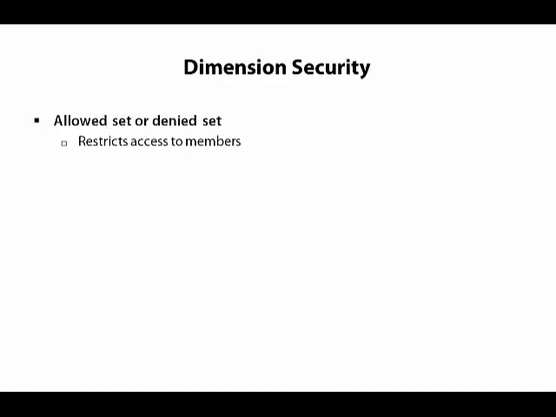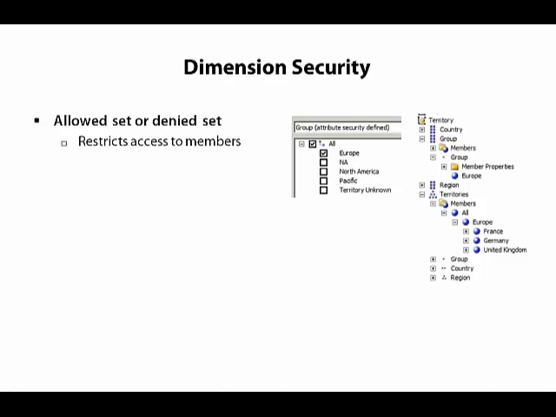In general, dimension security restricts access to members of a specific attribute hierarchy. Here's an example of the group attribute hierarchy in the territory dimension, where the only member allowed for the user is Europe. Here's an example of the metadata tree where we can see all of the members that this user can see: Europe in the group attribute hierarchy. None of the other members, NA, North America, Pacific, or Territory Unknown, are visible. The user cannot see that these other members exist.